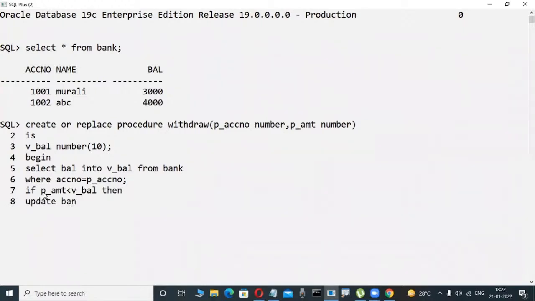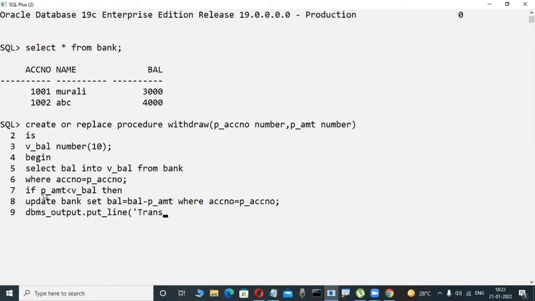Update table name, set balance equal to balance minus P underscore amount. Some coding is there. Okay, fine. Now check it out. Here I am writing a message, like in Java. Some message I try to display: your transaction is successful.